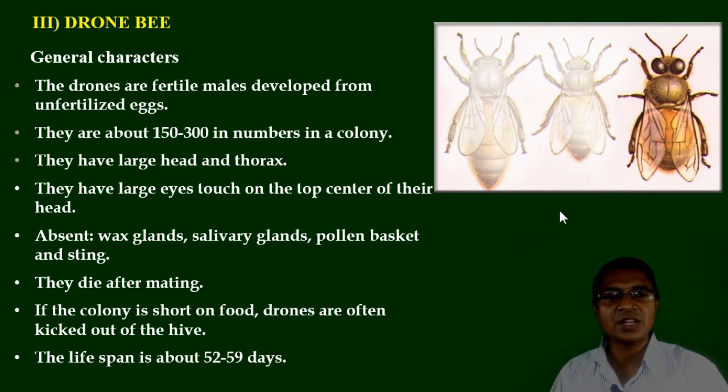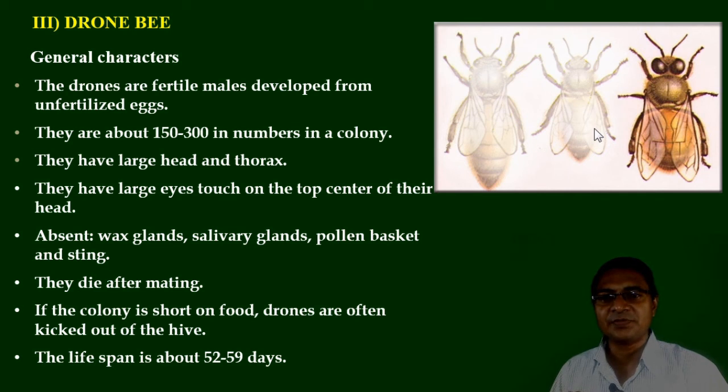They also have large eyes. If you observe the eyes of the queen and the eyes of the worker bees, the smallest eyes are those of the queen bee, the eyes of the worker bee are somewhat larger as compared to the queen, and the eyes of the drone bees are the largest, which touch at the top center of their head. Toward the head, they just touch one another.